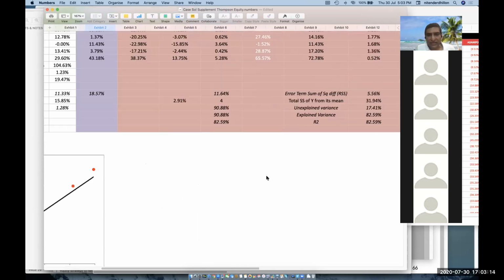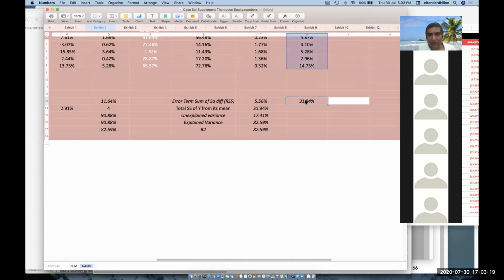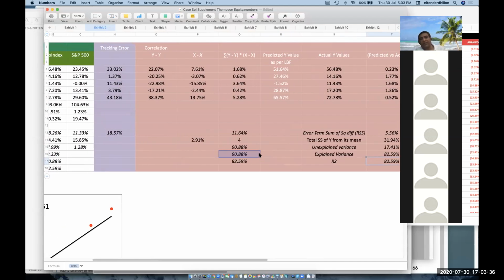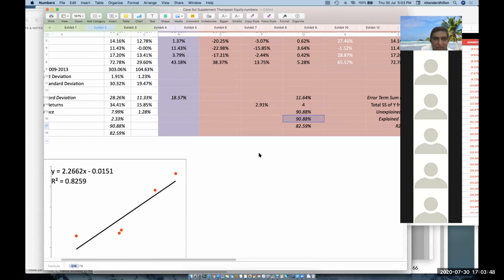Because what have we taken it as a proportion of? We've taken it as a proportion of the total variance of Y. 32% is the total variation happening in Y, that is Y minus Y bar. Of that, 5.56% is unexplained and 83% is explained. So 83% of the variations happening in Pro index from its mean value can be explained by the independent variable, which happens to be S&P 500. 17% I don't know why it is happening.